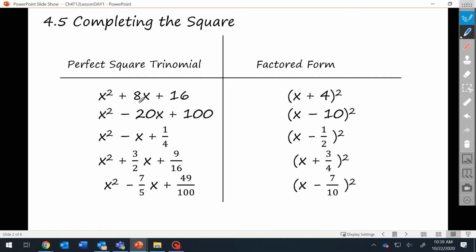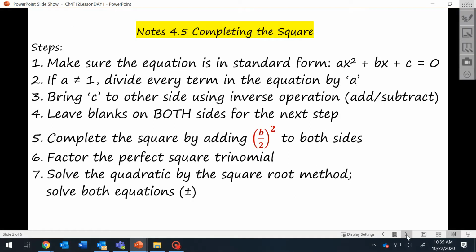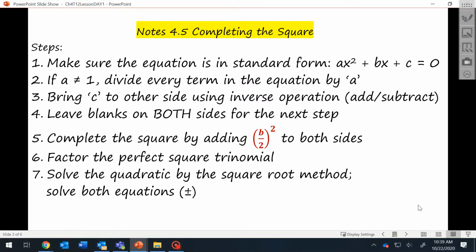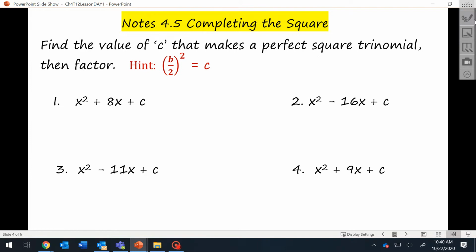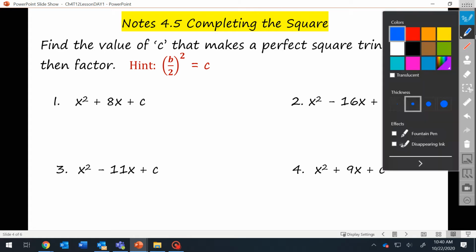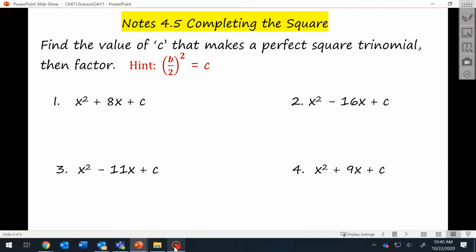Because if we know what the middle term is, let's see what it looks like to create a perfect square trinomial. So here are the steps. I will show you the steps, but these are the actual steps. We will come back to this when we actually look at completing the square. But first, let's focus on creating perfect square trinomials. So each of these is missing the last value that makes it a perfect square trinomial. And we want to know what that last value could be to make it a perfect square trinomial, and what would it factor into?